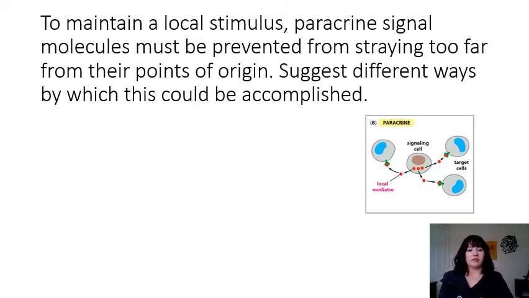So let's do an example problem. To maintain a local stimulus, paracrine signal molecules must be prevented from straying too far from their points of origin. So sometimes it's important for a signal to stay local and not to spread throughout the entire tissue or the whole body. What are some ways that you could help make sure that this signal stays local? So try and brainstorm some ideas of how this could be controlled.